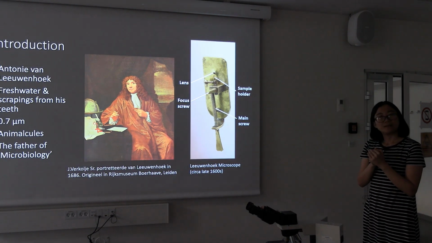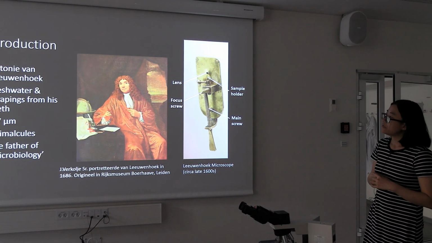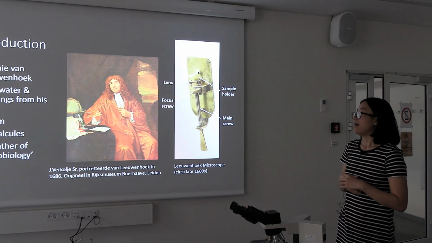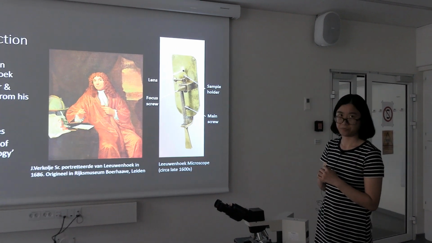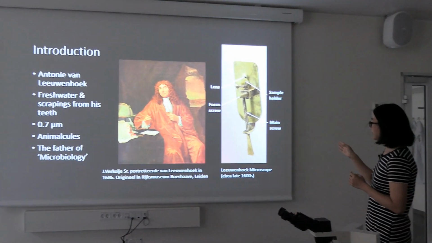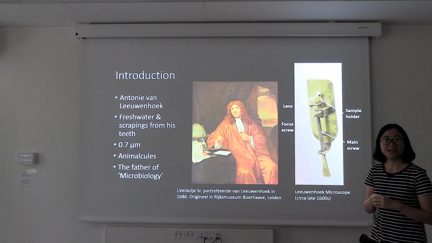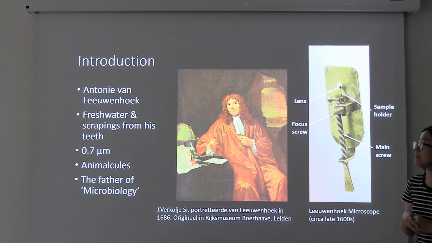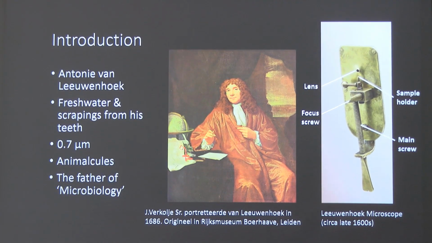So as you already know from the last lecture, the size of bacteria in nature or in your teeth is around maybe 1 micrometer. And I have to say that this microscope's resolution is 0.7 micrometer. So at this point, he actually observed the bacteria in the fresh water and also from the teeth.